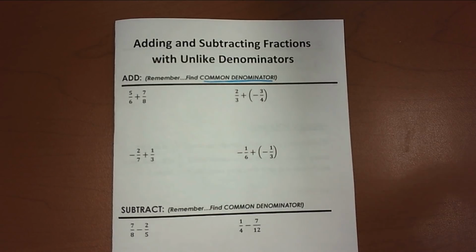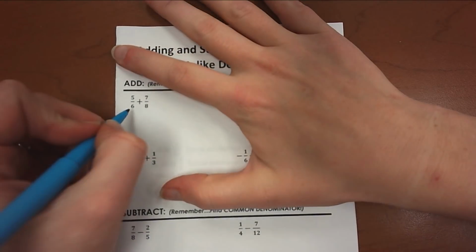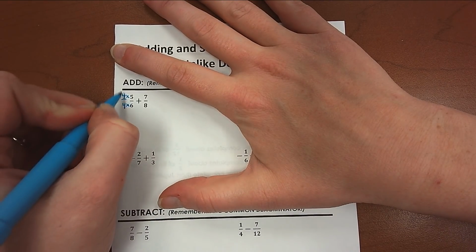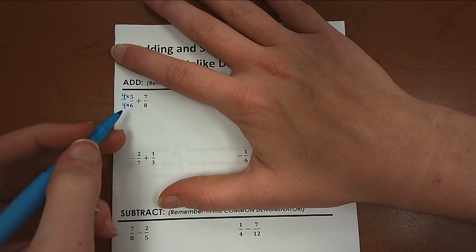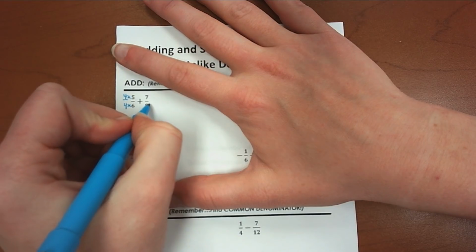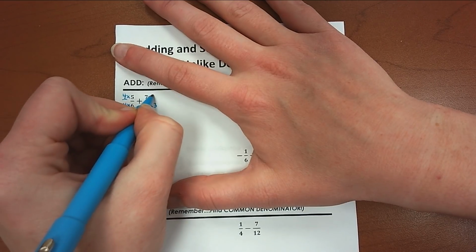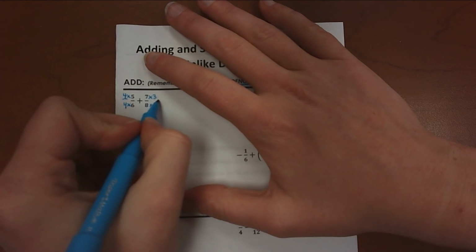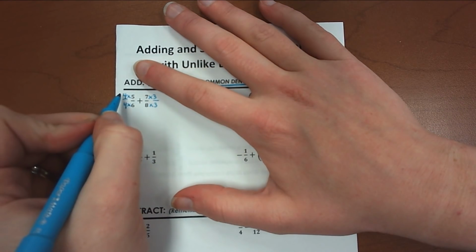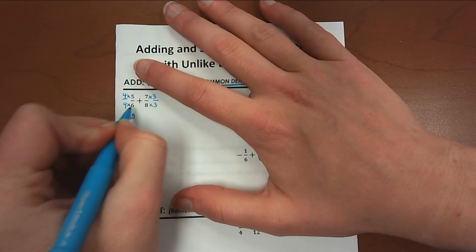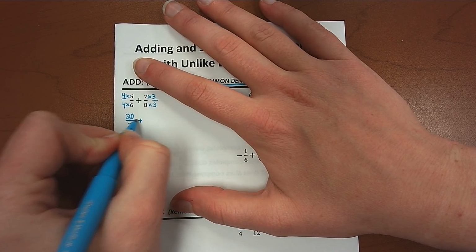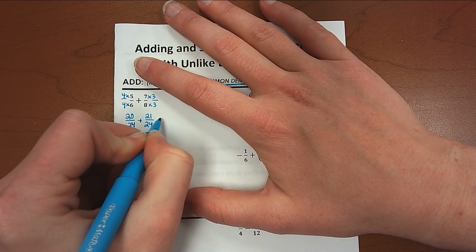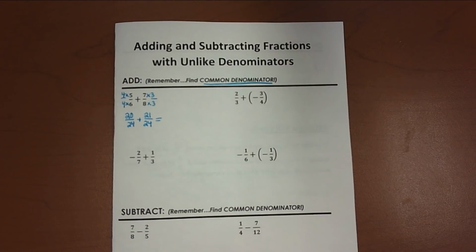And the way that I do that is by multiplying. 6 times 4 is 24, so I'm going to multiply the top by 4. Then I'm just multiplying by 1, because 4 over 4 is 1. And over here, 8 times 3 is 24, so if I multiply the bottom by 3, I'm going to multiply the top by 3, so that it stays equal, because we're multiplying by 3 over 3, which is 1. So 4 times 5 is 20, 4 times 6 is 24, plus 7 times 3 is 21, over 8 times 3 is 24. Now that I have common denominators, I can just add straight across.